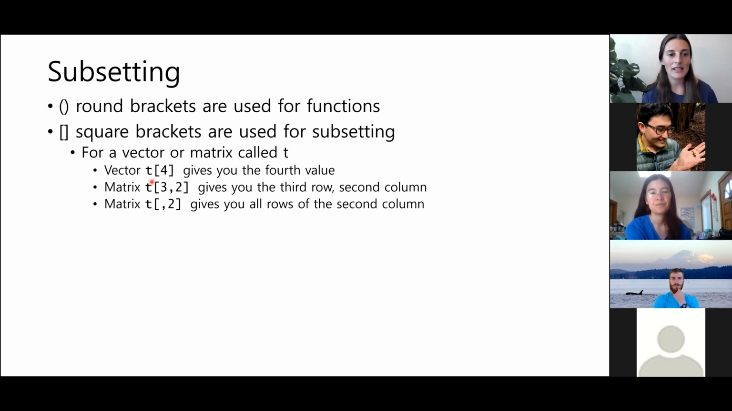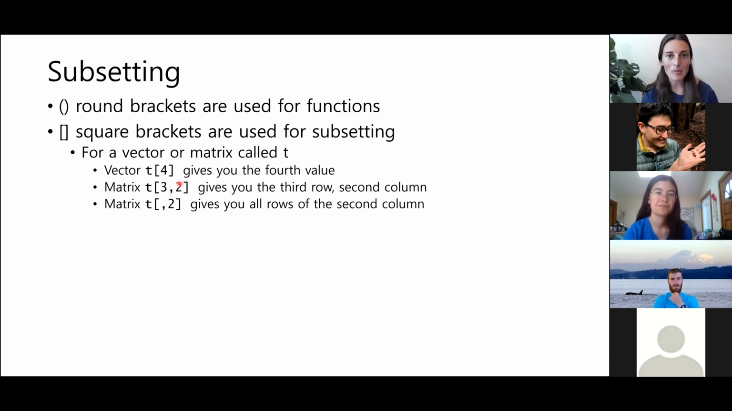Because matrices are 2 dimensions, you have to give it 2 numbers to subset. The first number is the row, and the second number is the column. So what this little line here does is it takes t, so let's say there's a matrix t, and it'll give you the value that's in the third row and the second column.